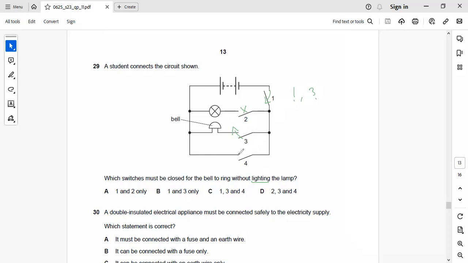What will happen if you close 4? Suppose 4 is closed, the circuit will become short. So you need not close 4. So the right answer is 1 and 3 should be closed. That is B.